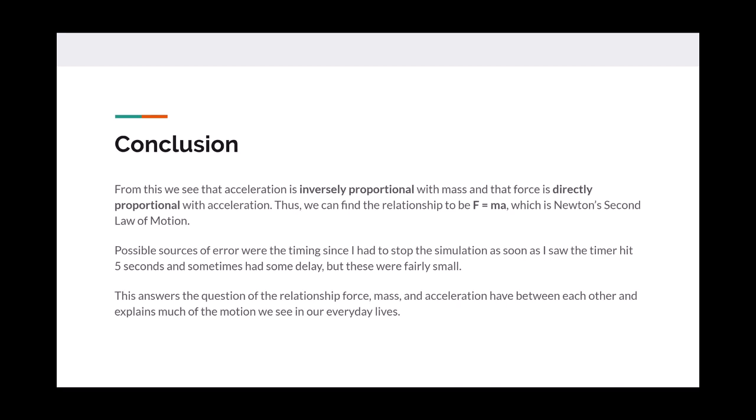This answers the question of the relationship between force, mass, and acceleration, as we know now that force is equal to mass times acceleration. We can use this to calculate the motions of many different kinds of objects, as we can see how their change in velocity is affected by the force applied to them, as well as the mass of the object, which governs how all of the objects in the world around us, from very small things such as rocks to very large things such as cars or trains, move around the world.